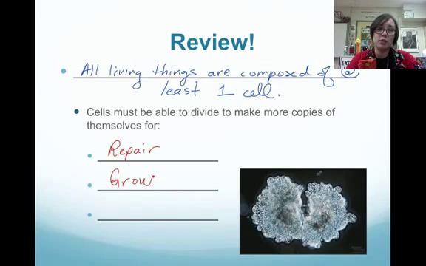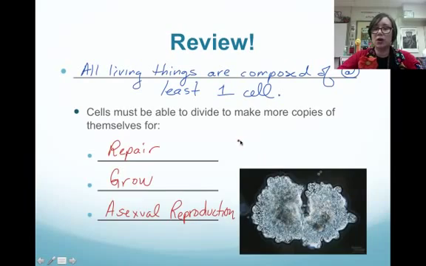The last reason why we do cellular division, and this is not true for us, but it's true for other types of organisms, is for something called asexual reproduction. And if you look at this picture here, you'll notice that we have a single-celled organism. This happens to be an amoeba. This single-celled organism is simply dividing in half and making an identical copy of itself.